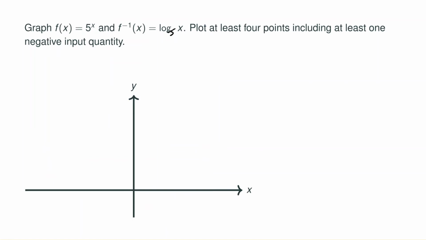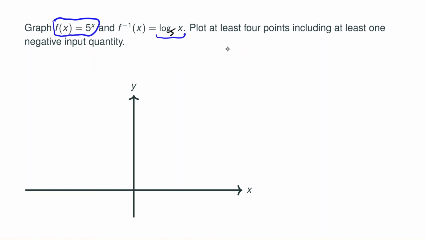Graph 5 to the x power and log base 5 of x. Plot at least 4 points, including at least one negative input quantity. So here we're actually going to make a table for this first, and maybe plot this first. And note that log base 5 is the inverse of 5 to the x power. Those are inverse functions. So let's see how those relationships look.